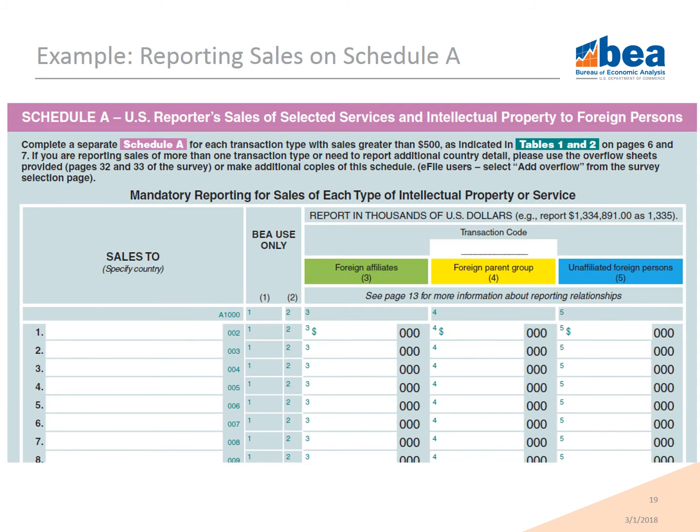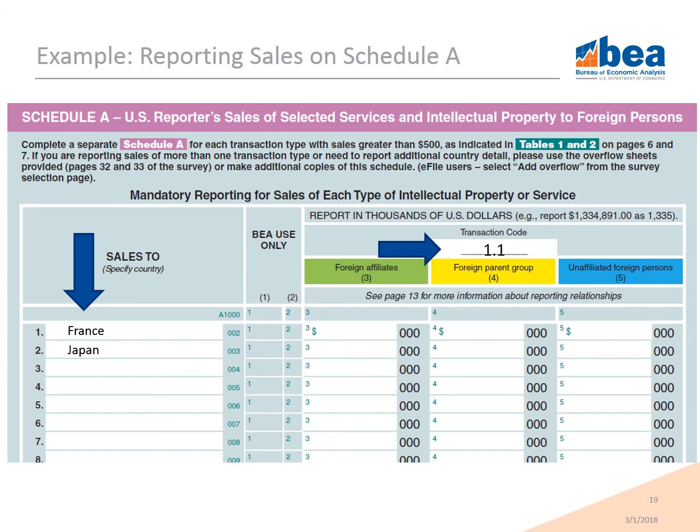Now let's look at how the respondent would report their sales on Schedule A of the survey. First, the respondent would enter the code from column 1 of Table 3 that corresponds with the type of transaction they're reporting. In this case, you may recall it is 1.1. Next, the respondent would enter the country of the purchaser or purchasers in column 1 of the schedule. In this case, let's say the respondent had sales to France and Japan.